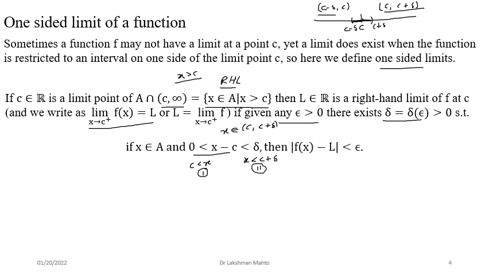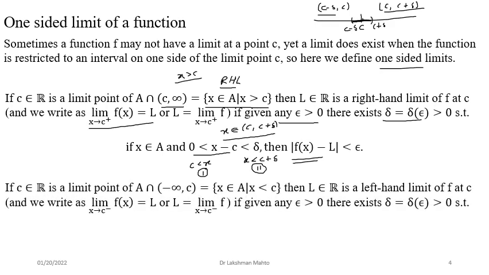You can write this as an interval: if x is from the right side neighborhood of C, then it implies that the function f is epsilon close to L. Here we are taking the modulus, so it may be below L or above L. So f is epsilon close to L, that is, in the epsilon neighborhood of L. So this is the concept of the right hand side limit.